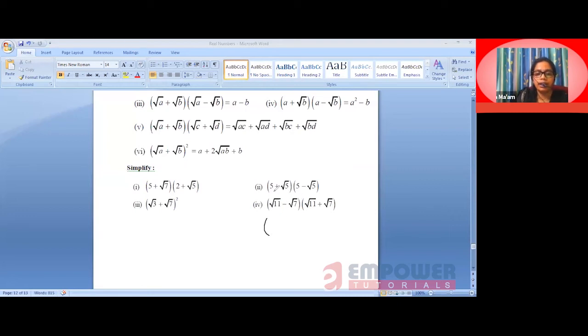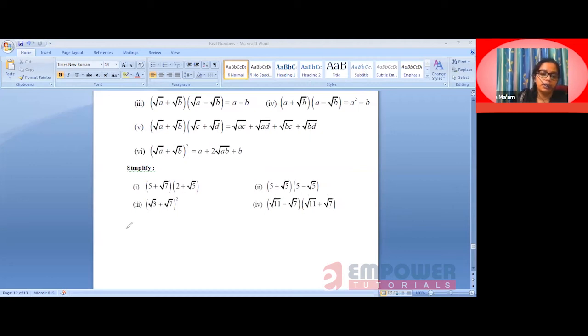Now, same is the case for this. This is also A minus B and A plus B form, right? So this will be root 11 square minus root 7 square. So that will be 11 minus 7. So that will be 4, right? So this was also an easy one.